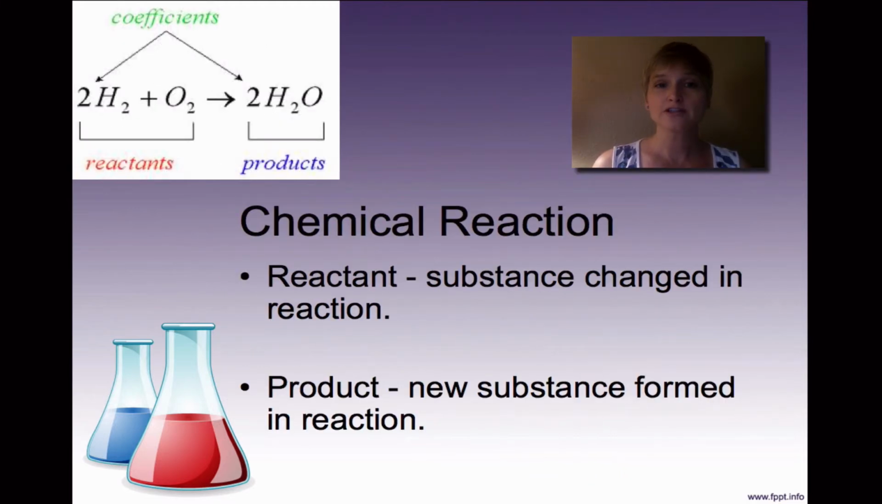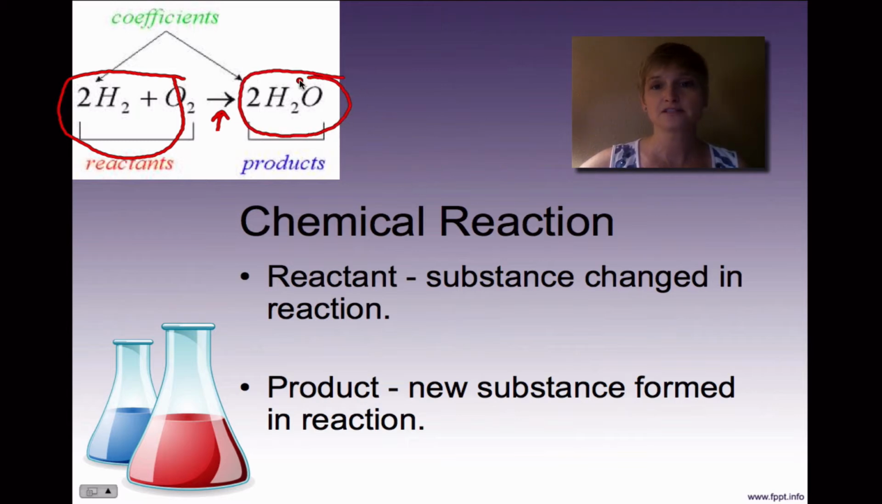So a chemical reaction involves reactants. Those are the substances that are changed. The reactants would be shown here. They're always on the left-hand side of the reaction arrow. And then we have products, and that would be the new substance that is formed after the chemical reaction. It's always shown to the right of that reaction arrow.